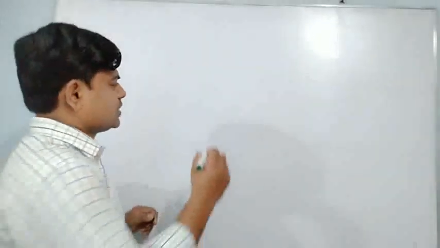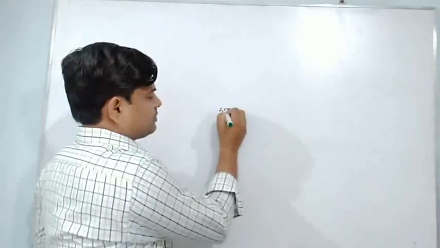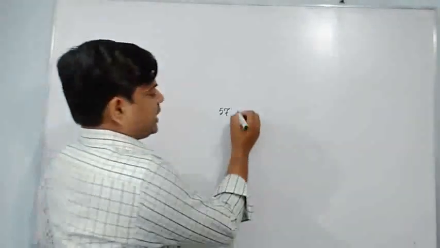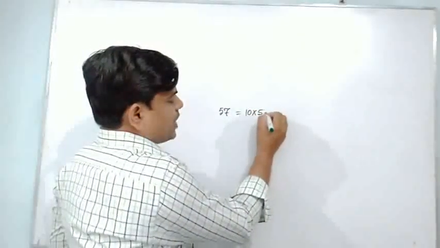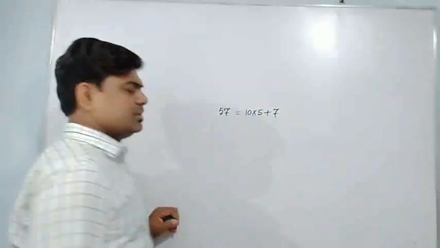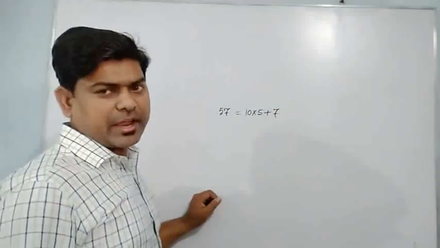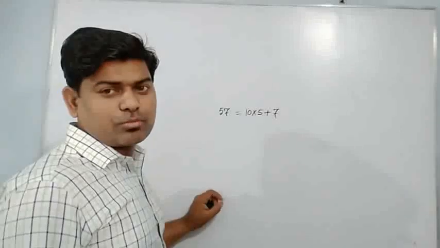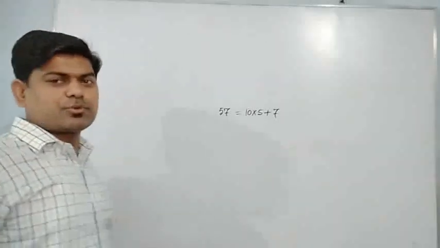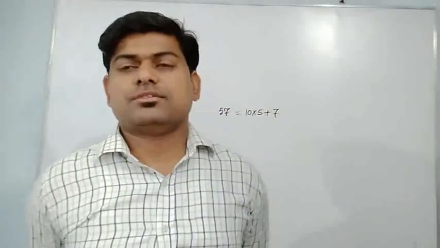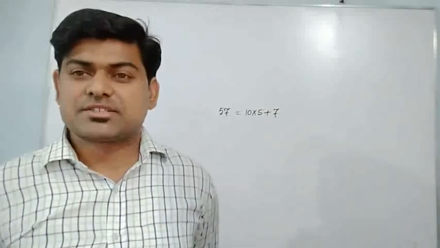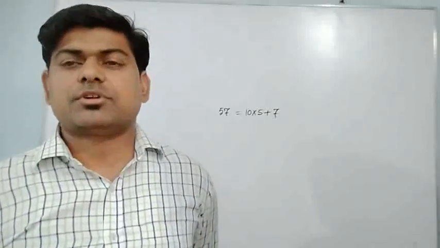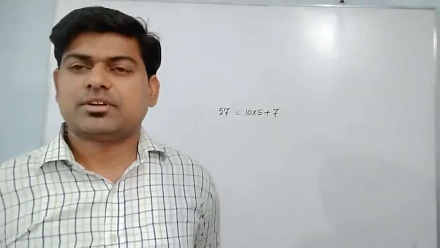So there is another way to write it. I'm just writing one line and then I'll move to the question. Suppose I have 57. Then 57 can be written as 10 into 5 plus 7. It means the tens digit has to be multiplied by 10 and the unit digit is written as it is. I can say this is the expanded form of 57. In the same way, taking the unit digit as y and the tens digit as x, the number should be 10x plus y.